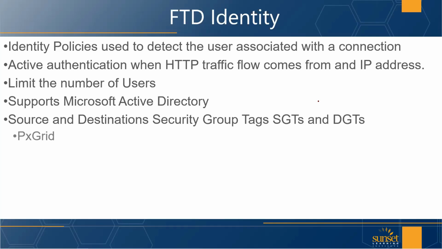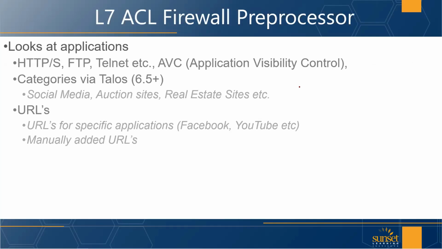So users will be put into groups via pxGrid through ISE, and maybe through Active Directory into ISE. We pull that information across from pxGrid, and we have them just as tags. That tag allows us to make fewer rules in our firewall. Now, when we say here layer 7 ACL Firewall Preprocessor, this is all my stuff: application visibility control, and so on.